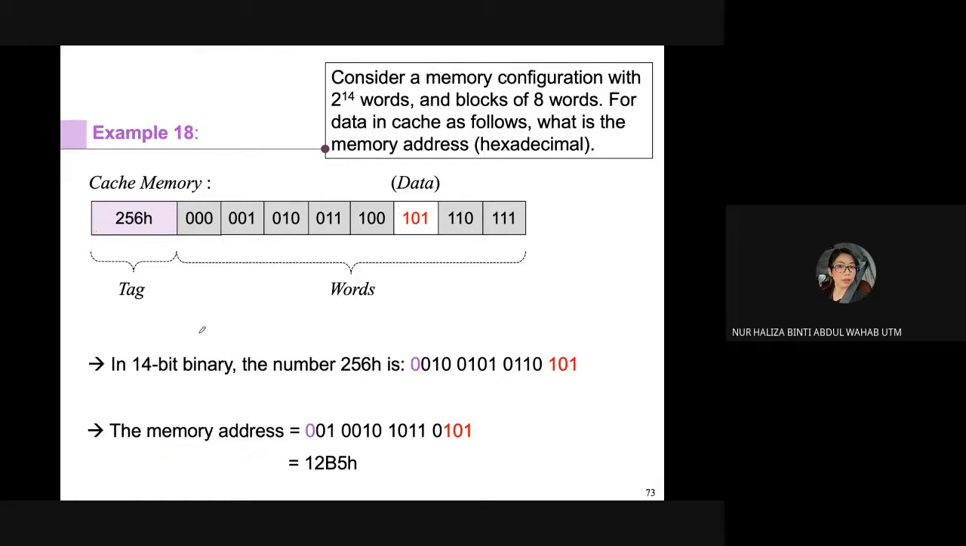So in this question, you are given a total of 14 bits for your memory. So of course, your main memory will be having 14 bits. Okay, this is the first clue, first hint, first keywords. And you have the blocks of your words is 8. When you have 8 blocks, you have 3 bits. So your words is 3 bits. And the rest will be 11 bits for your tag.